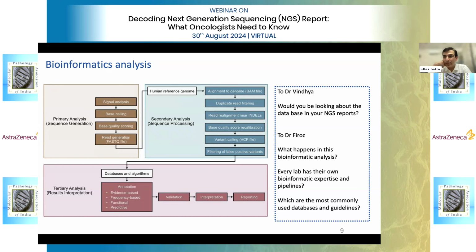Fantastic. So I will ask Dr. Suruchi. Should the medical oncologist take everything as it is, or should we also use our databases and look at OncoVar or whatever, ClinVar or OncoKB or something?